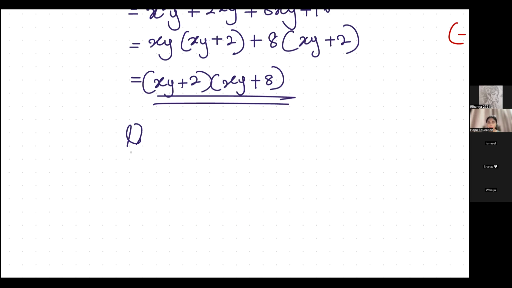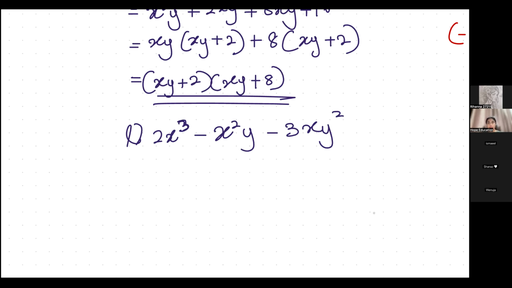2x cube minus x squared y minus 3xy squared. Now let's stop here for a second. We have x cube. Why is that a problem? Because so far we have not learned anything regarding cubes. We have only learned square.